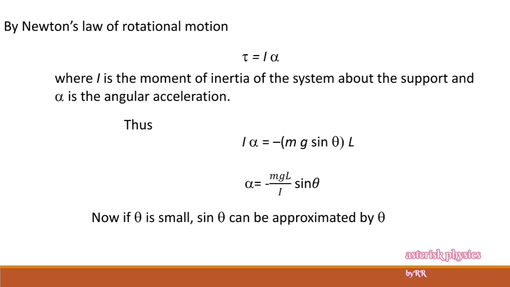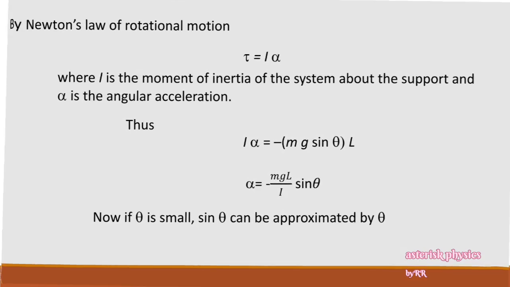That's why it is said, to make simple harmonic motion, you have to displace the bob only through a very small displacement. Thereby, sine theta can be reduced to theta. So, alpha is equal to minus mgL by I into theta, where sine theta is replaced by theta since theta is very, very small.